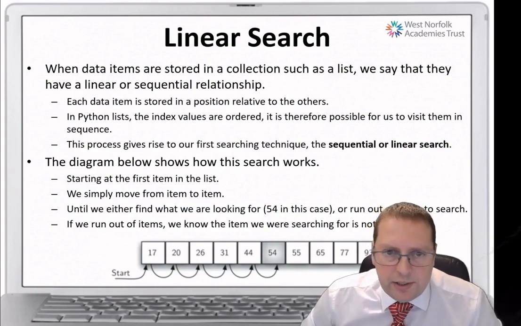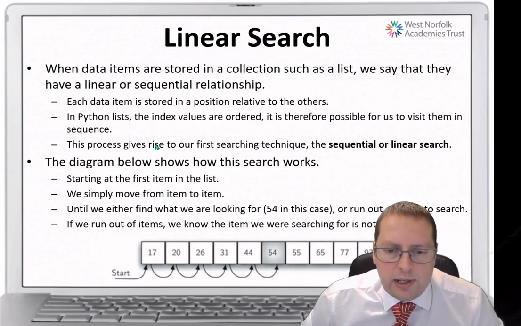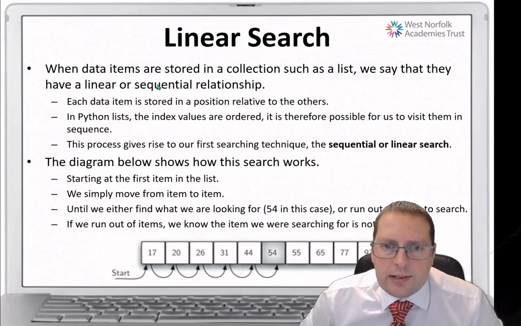So with a linear search, what we actually do is look along a list. Linear means line, and we can look along the line of the list to say where something is in the list. Each item is stored in a position, like position 0, 1, 2, 3, 4, 5, 6, 7, 8, 9, and we can look along the list to find the item. Here we're trying to find the number 54, or the item 54.